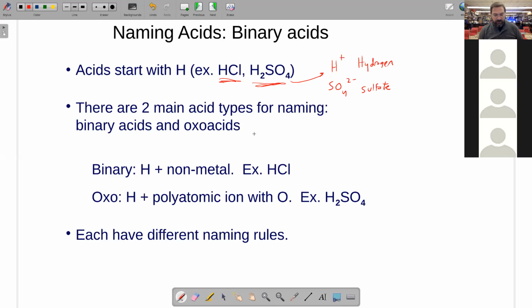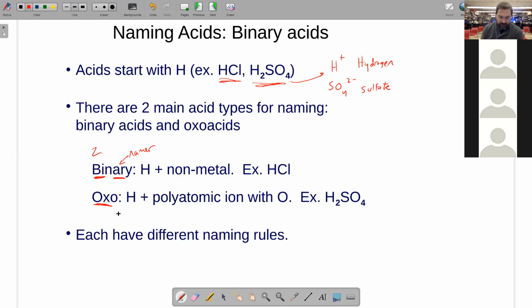So there are two main kinds of acids. They're binary acids and oxoacids. Binary acids are acids that are just hydrogen and a non-metal. Binary, bi means two, and nary means name, or two types. So if an acid is binary, there's only two individual elements. In this case, there's hydrogen and chlorine. So hydrochloric acid is an example of a binary acid.